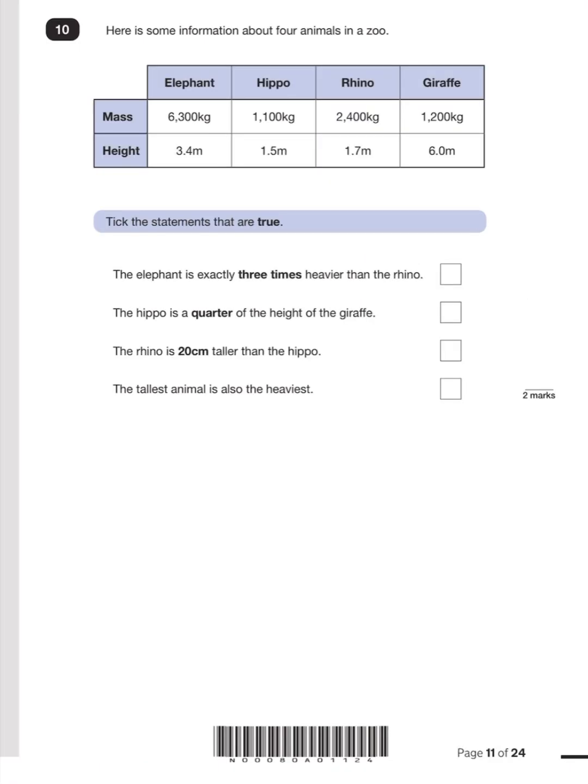Number 10. Here is some information about 4 animals in a zoo. Tick the statements that are true. The elephant is exactly 3 times heavier than the rhino. So they're saying 3R equals E. The hippo is a quarter of the height of the giraffe.